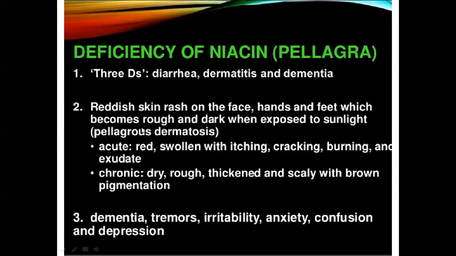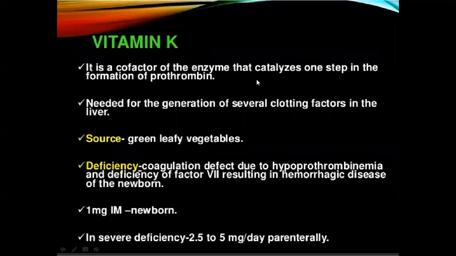And vitamin K. It is a cofactor of the enzyme that catalyzes one step in the formation of prothrombin, needed for the generation of several clotting factors in the liver. Source: green leafy vegetables. Deficiency causes coagulation deficit due to hypoprothrombinemia and deficiency of factor 7, resulting in hemorrhagic disease of the newborn. 1 mg IM dose in newborn, that is parenteral.